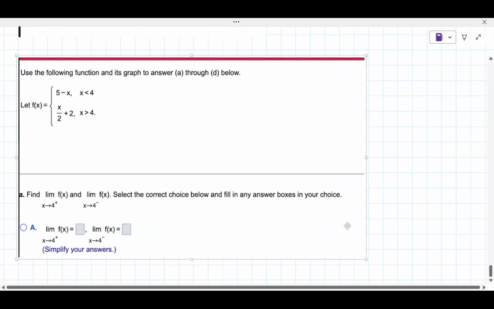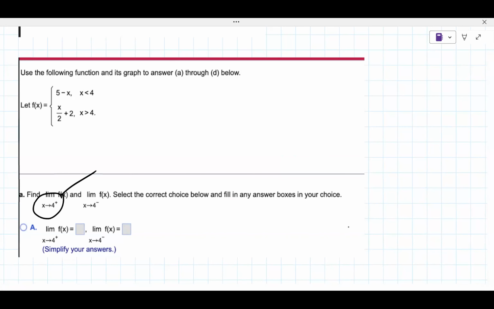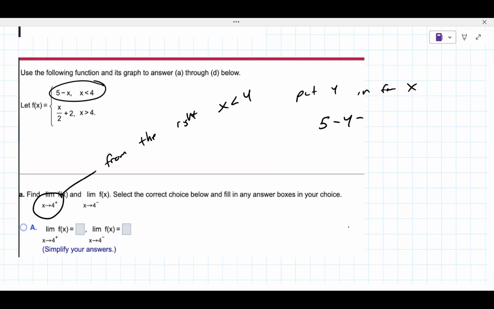All right, use the following function's graph to answer the following questions. So the limit as x approaches 4 from the right, you're going to use the one that says x less than 4. That means you're using this top one here. So you're putting 4 in for x. That's 5 minus 4, which is 1.